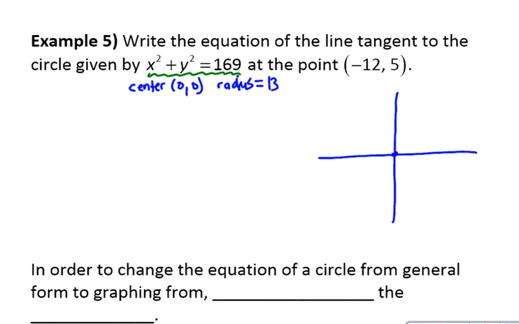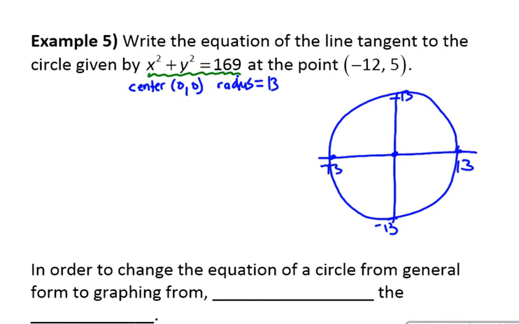So we have a circle here at 0, 0. It's going to go from negative 13 to 13, same thing up here, 13 and negative 13. So we'll just draw a circle here, which kind of approximates that. Then it talks about this point, negative 12, 5, which is on it. So negative 12, 5, let's say that's right there.